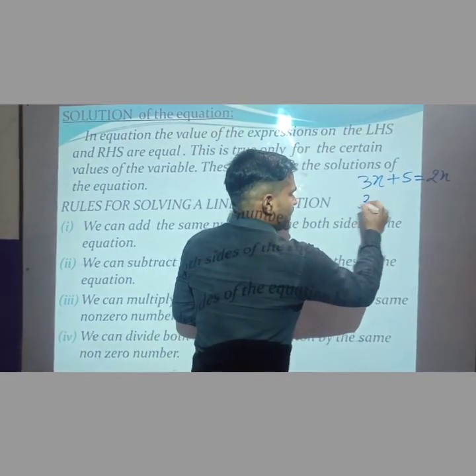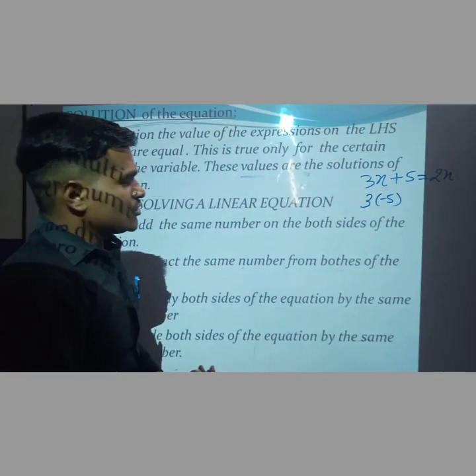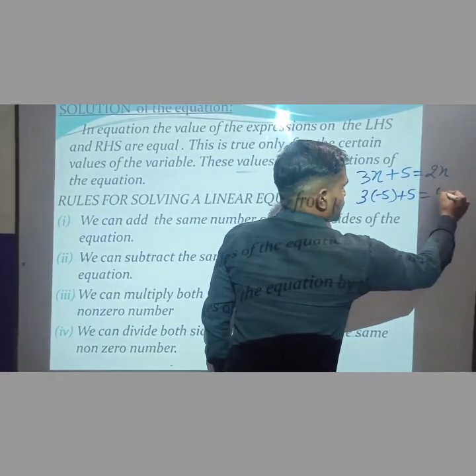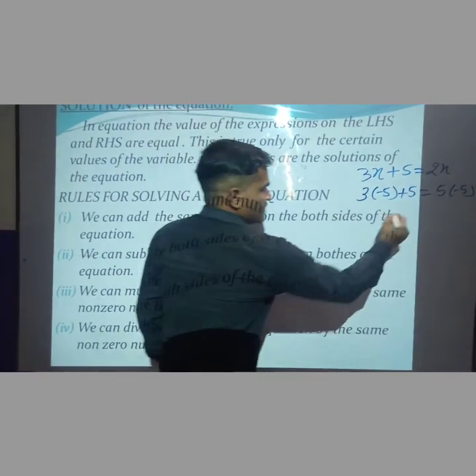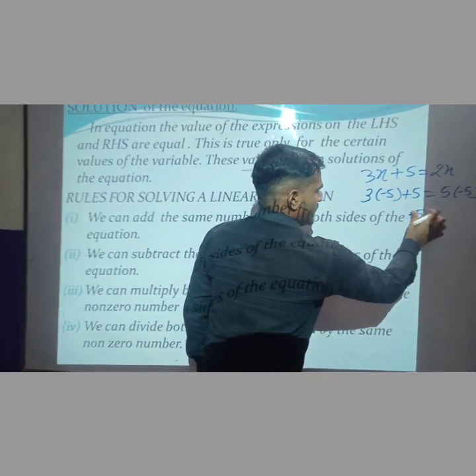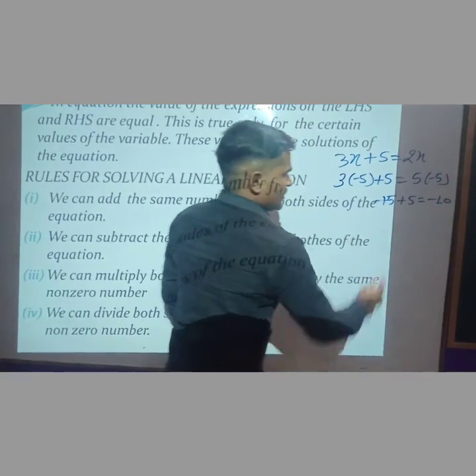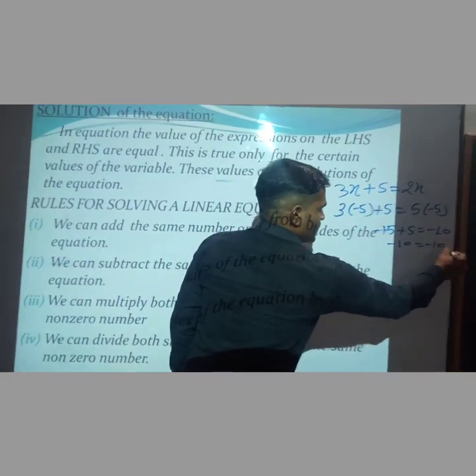Put the value x is equal to minus 5. 3 into minus 5 plus 5 is equal to 2 into minus 5. Now 3 fives are 15, so minus 15. Minus 15 plus 5 is equal to minus 10. So minus 10 is equal to minus 10.